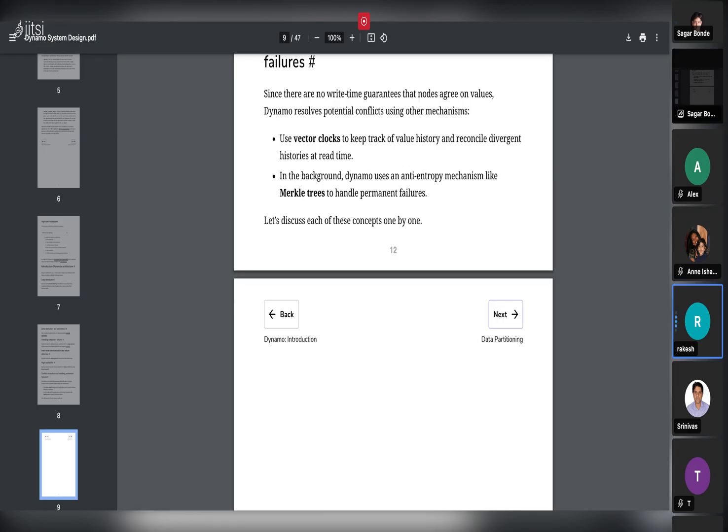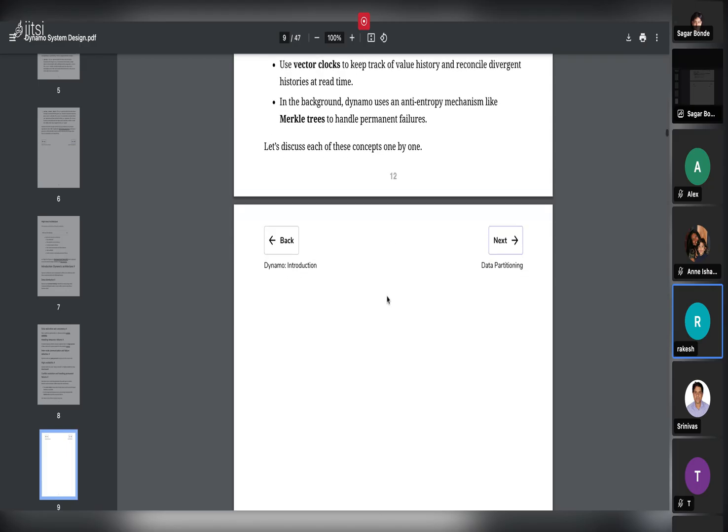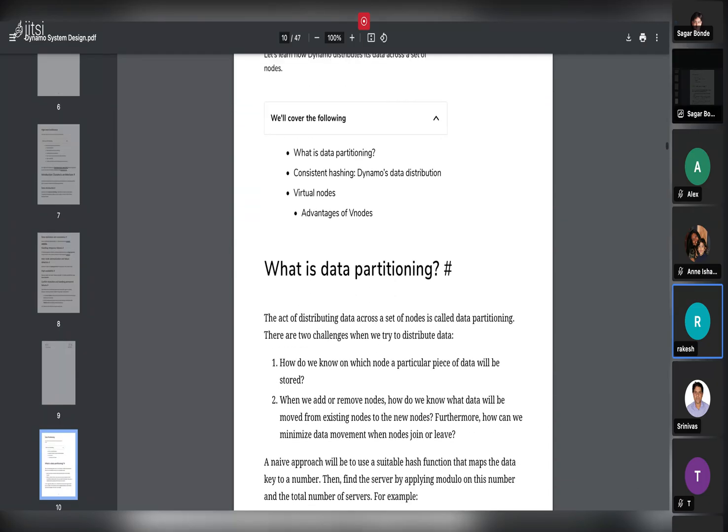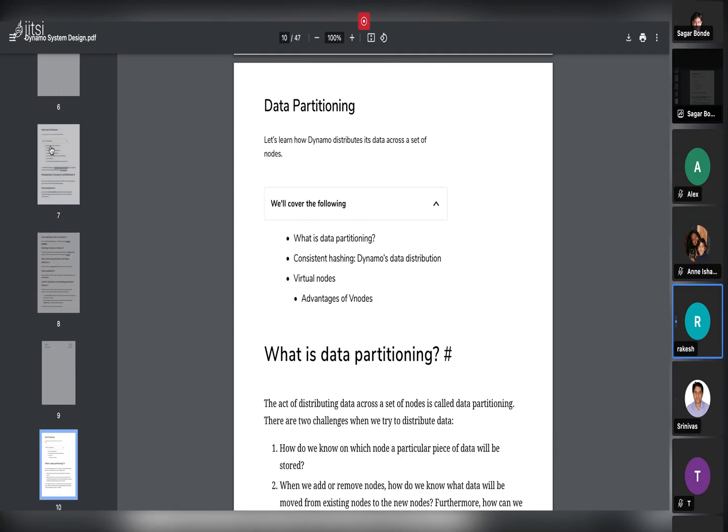Yeah. Can we go down? No, that I have already read. Yeah, okay. Yeah, data partitioning. This is interesting. So, data partitioning.